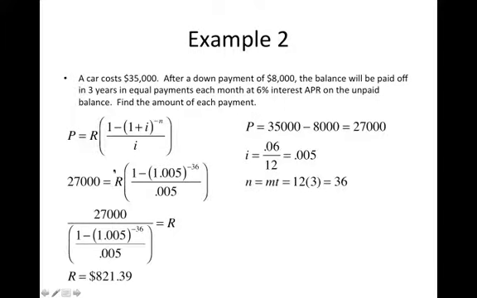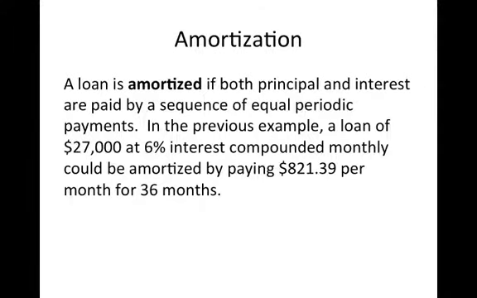So here we've got our unknown payment amount, R, times 1 minus 1.005 to the negative 36 power over 0.005. So we've got R times something really ugly, but this something really ugly is just simply a number, so we divide both sides by that number, and we get R equals $821.39.